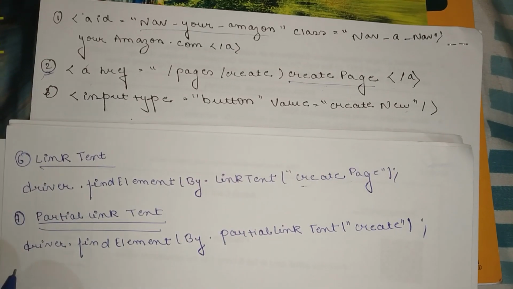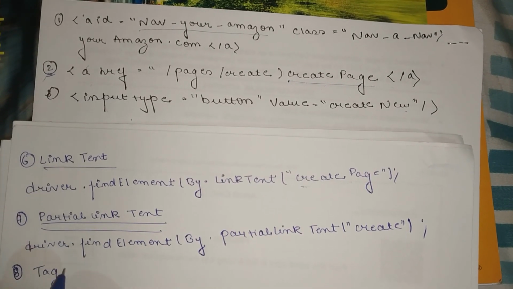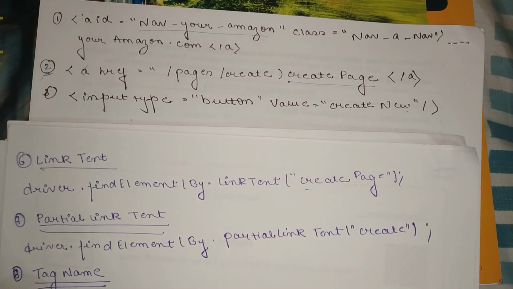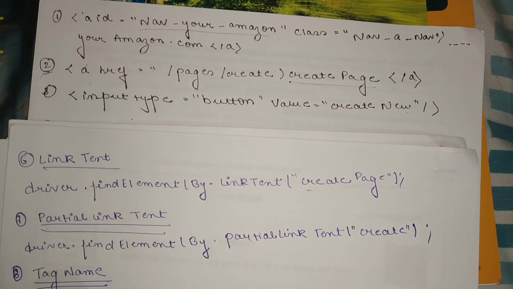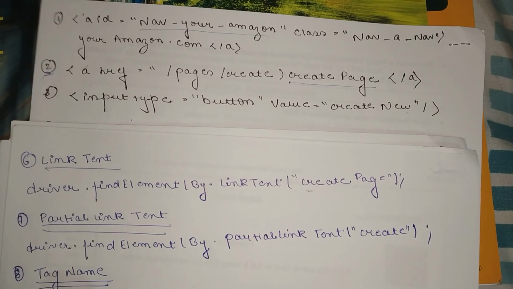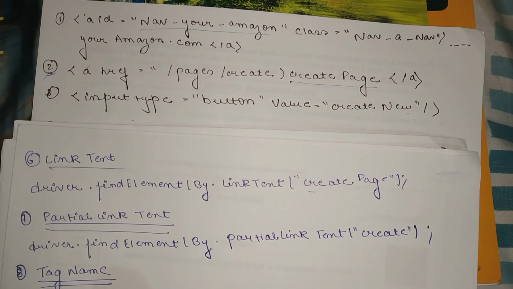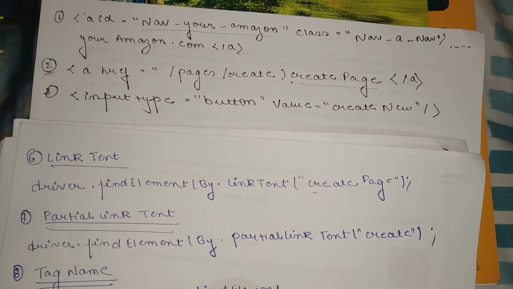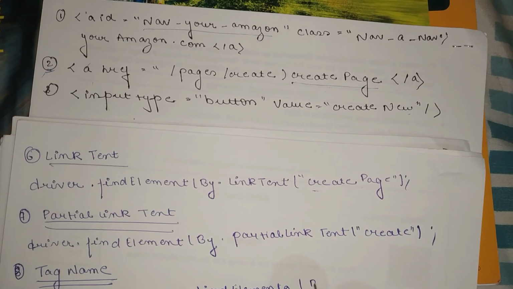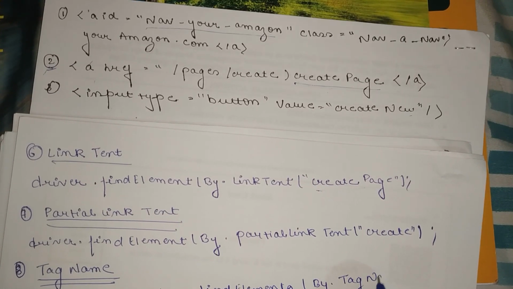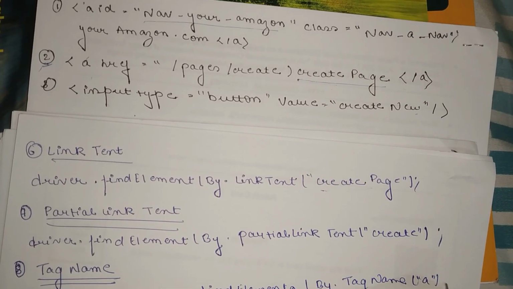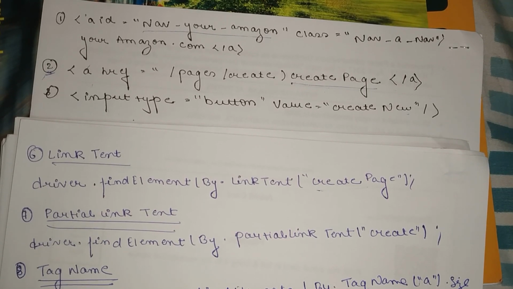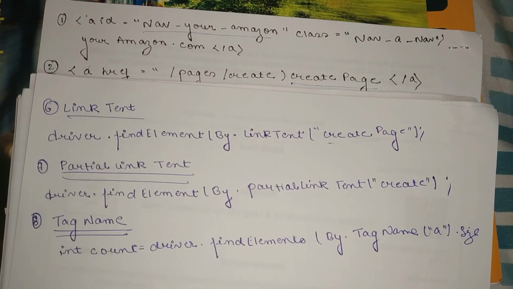Okay, now the eighth one is tag name. Tag name is used to find multiple similar elements. Okay, so here you need to write, it is used to count. Okay, used to find multiple similar elements. So of course more than one, then only int count driver dot find elements by dot tag name, suppose a dot size. Okay, is it visible to you or not visible to you?